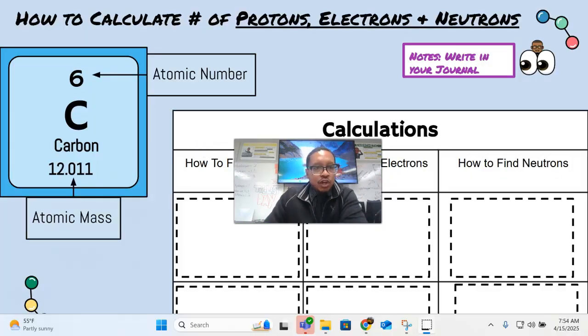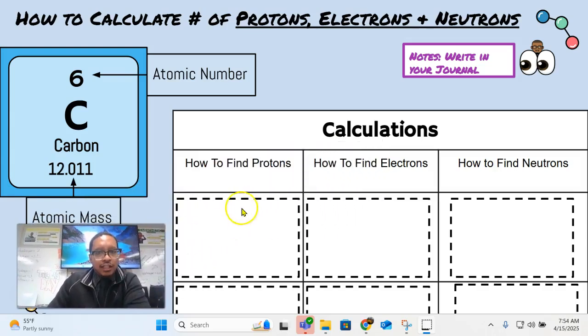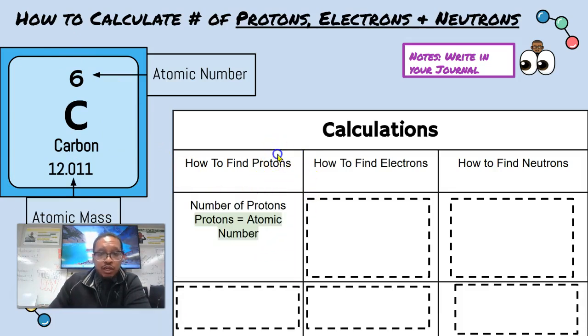So we're going to talk about how to calculate the number of protons, electrons, and neutrons. So very first thing, make sure to write this in your journal. We're going to do this for carbon. So the very first thing, write this note down. How to calculate protons: the number of protons is equal to the atomic number. That's it. Get that written down.